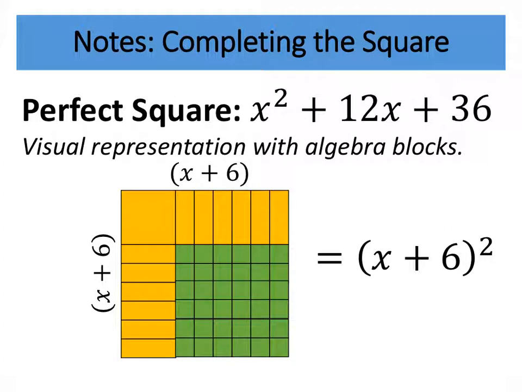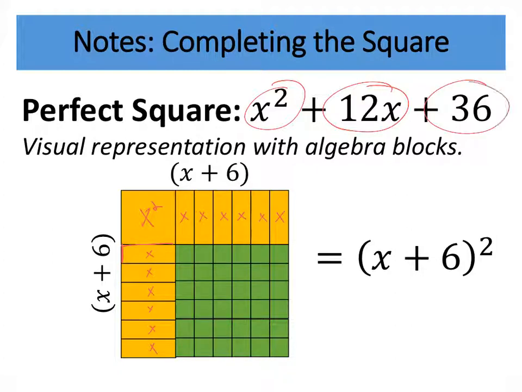So I want to show you what visualizing completing the square looks like. If I have x squared, I've got the x square. Notice it's a square and each side length is x. And I've got 12 x's: x, x, x, x, x, x, there's 6 of them, 7, 8, 9, 10, 11, and 12. And these have side length x by side length 1.